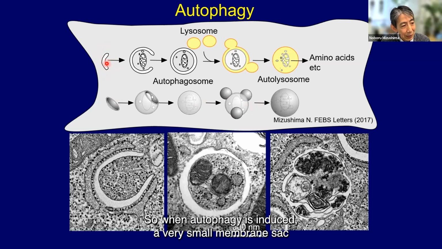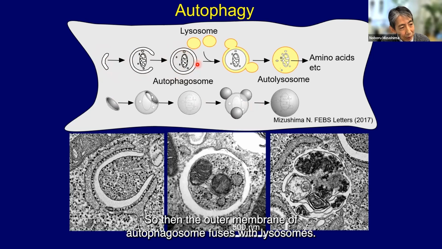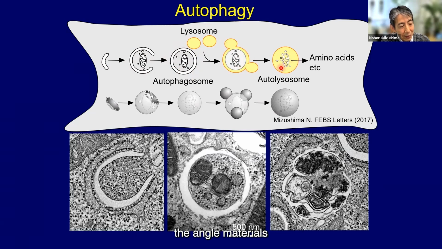When autophagy is induced, a very small membrane sac elongates and encloses part of the cytoplasm, which results in the formation of this double membrane structure, the autophagosome. Then the outer membrane of the autophagosome fuses with lysosomes. Then lysosomal enzymes enter the autophagosome and degrade the engulfed materials, and the resulting amino acids are delivered back to the cytoplasm and used for many different purposes. So autophagy is a kind of intracellular recycling system.